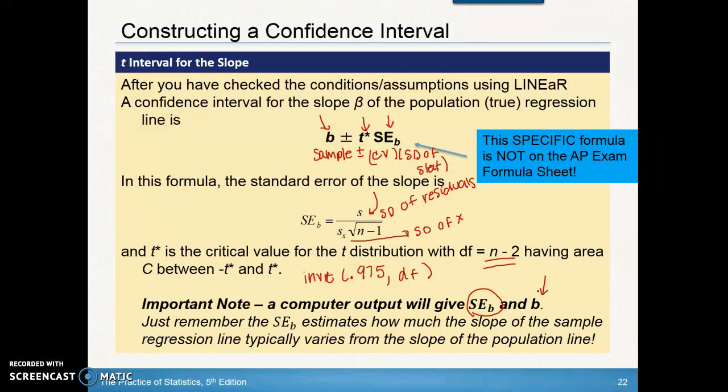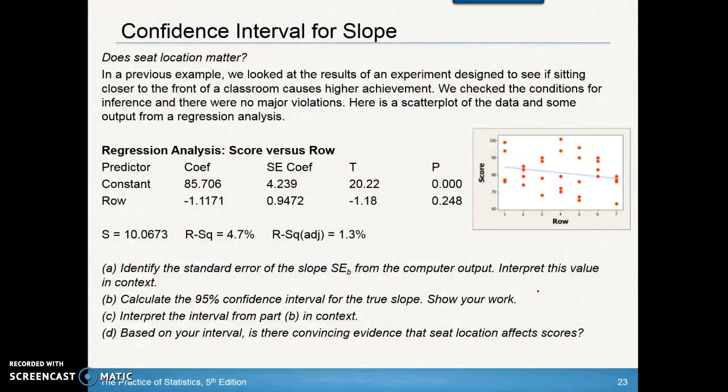Okay, now what exactly does the standard error of the slope mean? Remember, that tells us on average how the slope of the sample regression line varies from the slope of the population line. So when I have a whole bunch of different slopes, on average, how different are they from the population regression line? So let's just take a look at an example of creating a confidence interval for the slope.